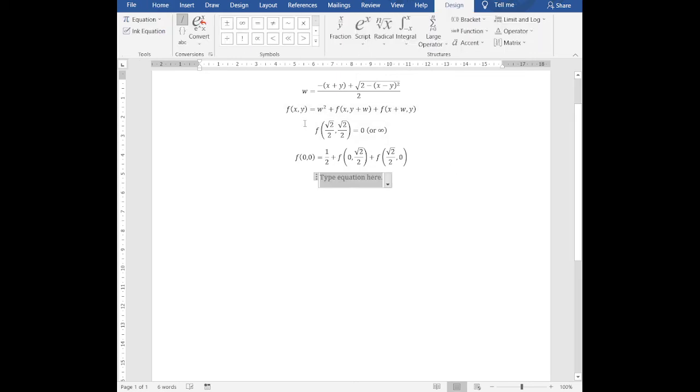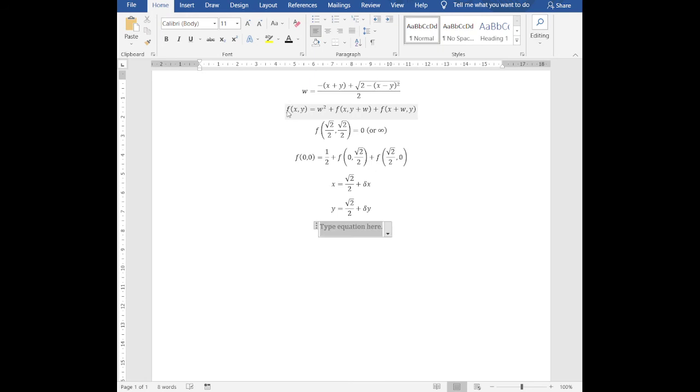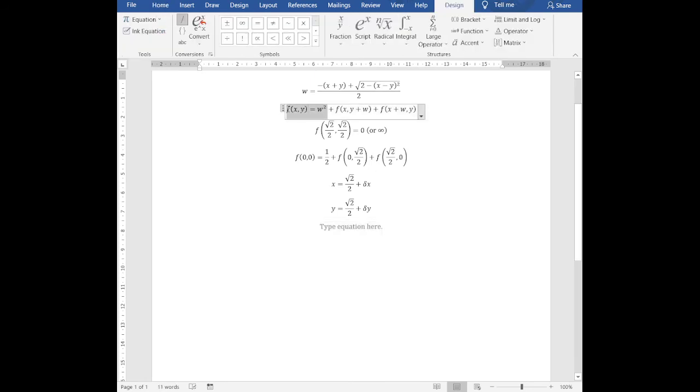So maybe I attempt that. How would I do this? Okay, so I say let x equal square root of 2 over 2 plus delta x, where delta is some small amount. Y equals the square root of 2 over 2 plus delta y, where delta y equals some small amount. I'm going to substitute that into these equations, much like I attempted to do before.